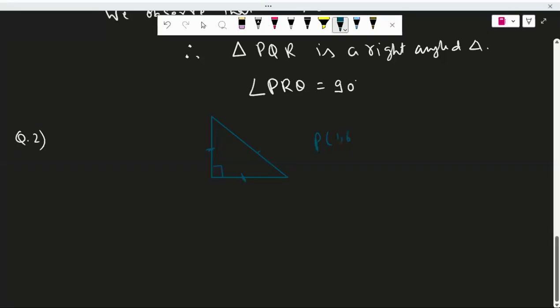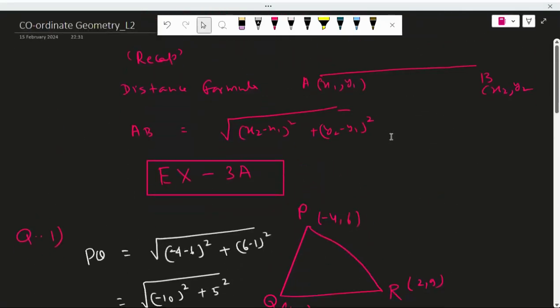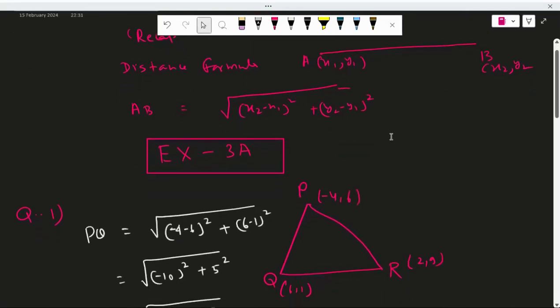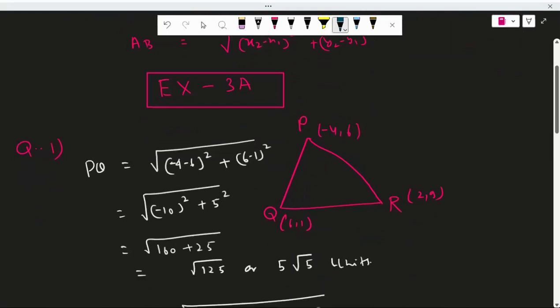For your record, I will repeat the whole thing once again. The distance formula we discussed in the previous class is AB equals the square root of x2 minus x1 whole square plus y2 minus y1 whole square. And we are doing exercise 3A.